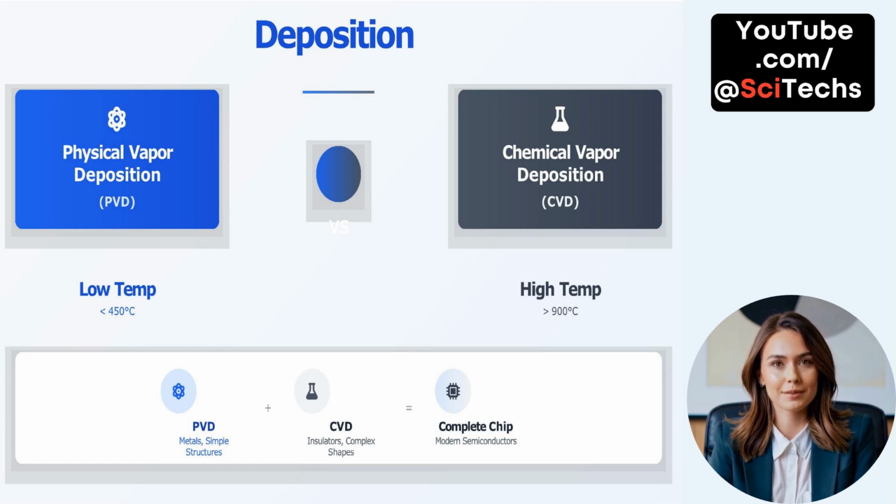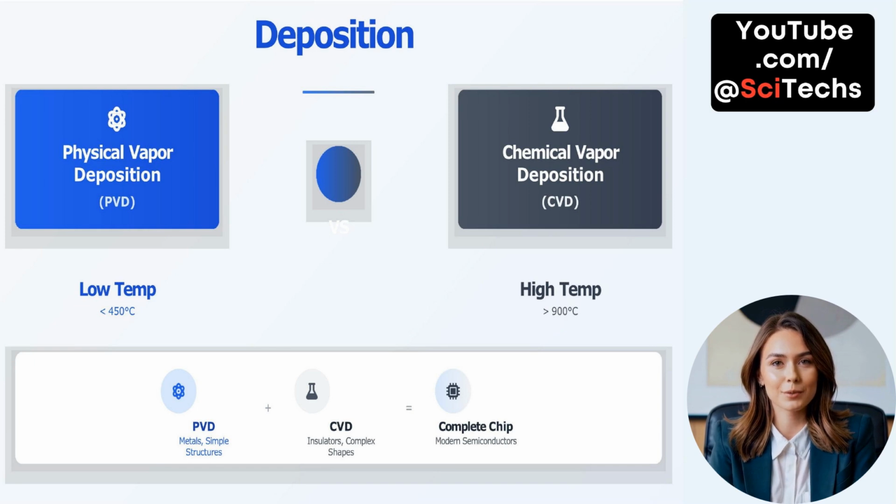Deposition. Deposition processes are critical to building the layers that make up modern semiconductor devices. Two fundamental techniques are physical vapor deposition, or PVD, and chemical vapor deposition, or CVD. PVD operates at relatively low temperatures, typically below 450 degrees Celsius, which makes it suitable for depositing metals and simple structures where thermal budgets must be carefully managed. Materials are physically ejected from a source and deposited onto the wafer surface.